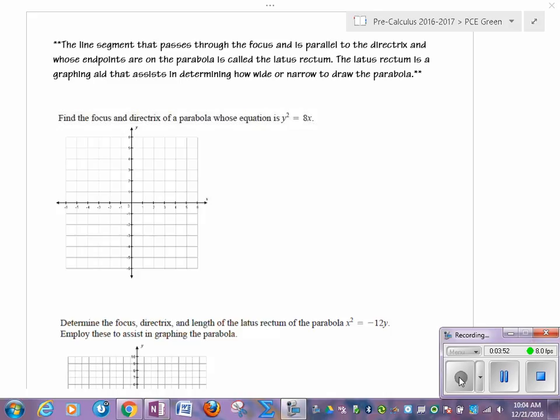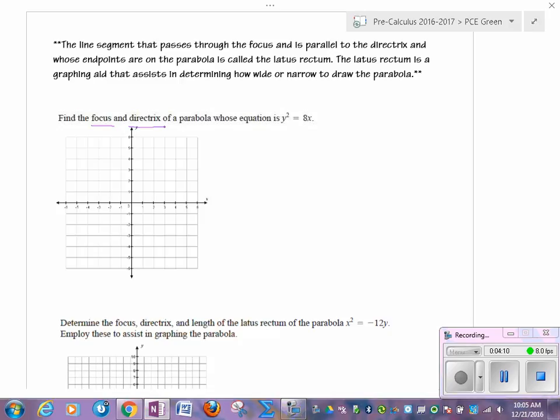So the latus rectum is a line segment. Its endpoints are on the parabola and it is collinear with your focus point. All right, so now we're going to look at finding the focus and the directrix of a parabola whose equation is y squared equals 8x.